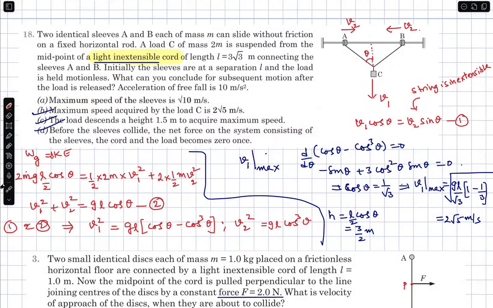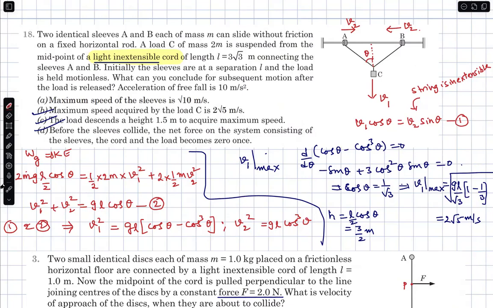Go through this question now. Two identical sleeves, A and B, each of mass M, can slide without friction on a fixed horizontal rod. A and C, can you see that? A and a load C of A and B, can you see? Similarly, C is a load of mass 2M. A and B are of mass M. Length of the string is 3√3. For a while, take it as L. Later, we will substitute. Initially, the sleeves are separated by a distance L. The gap between A and B is L, means flat.